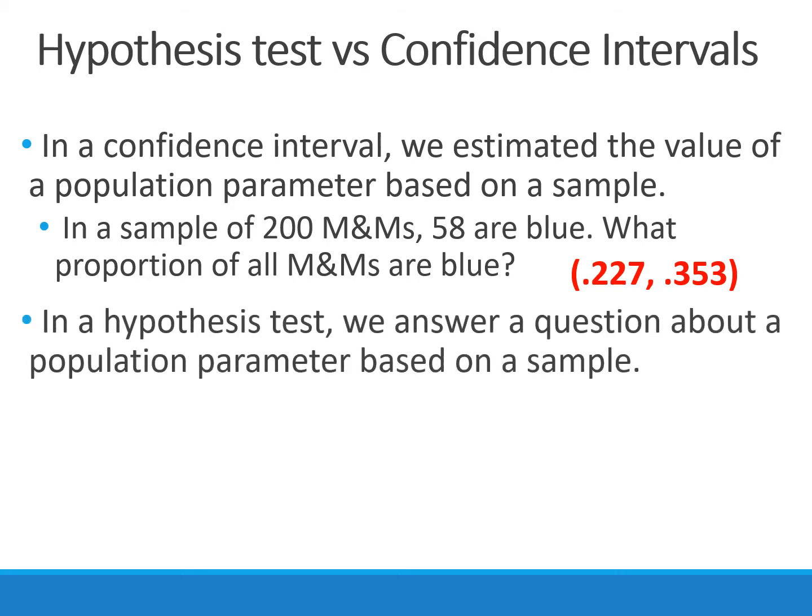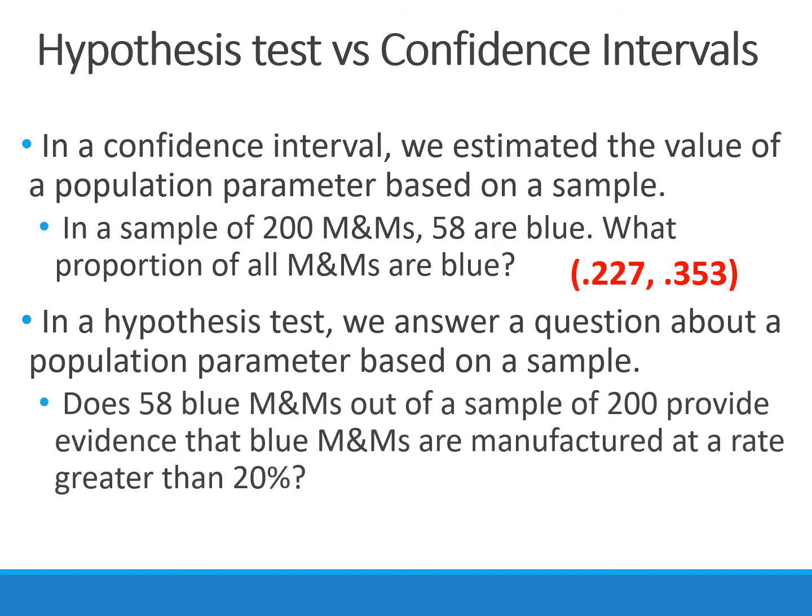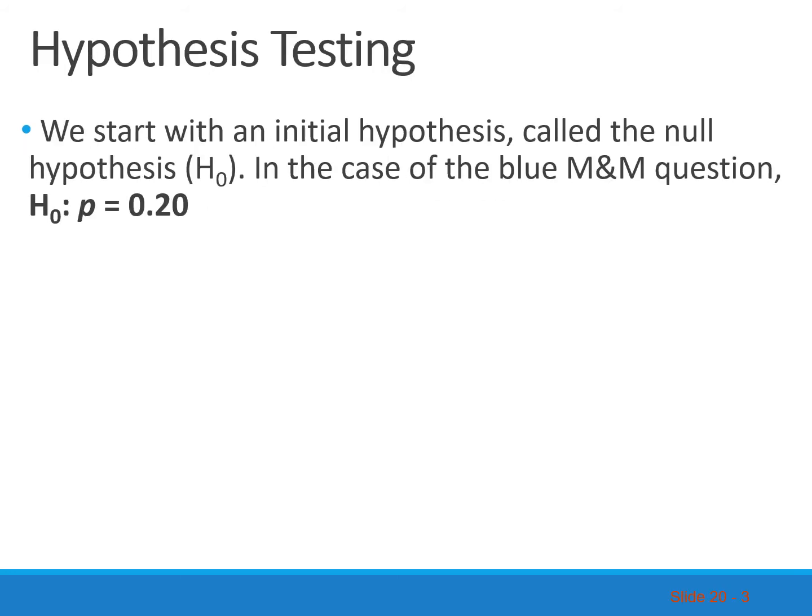In a hypothesis test, instead of creating an estimate about the population, we're going to answer a question about that population parameter based on that same sample. So does 58 blue M&Ms out of a sample of 200 provide evidence that blue M&Ms are manufactured at a rate greater than 20%? Notice that we're answering a question here. Is the proportion of blue M&Ms greater than 20%? Compared to confidence intervals, where we use the sample to estimate what the proportion of blue M&Ms is.